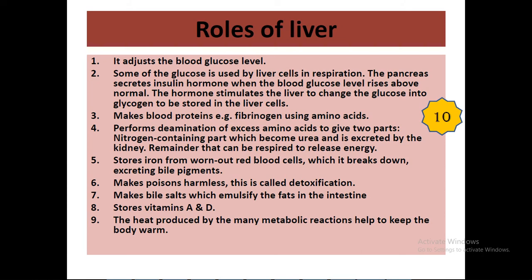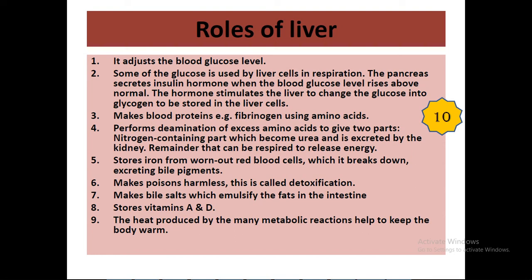Okay. Now, third, makes blood proteins, fibrinogen, using amino acids. The liver makes blood proteins, fibrinogen, with the help of amino acids, and amino acids are produced by the digestion or breaking down of protein. It means first we take protein, then protein is broken down into amino acids, and then these amino acids are used by the liver to make fibrinogen, which is a blood protein.